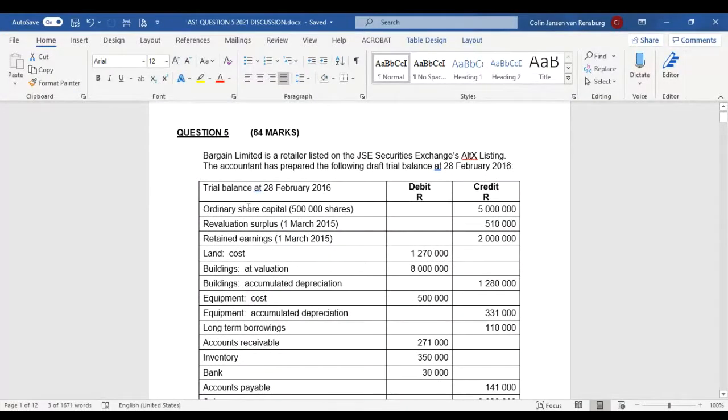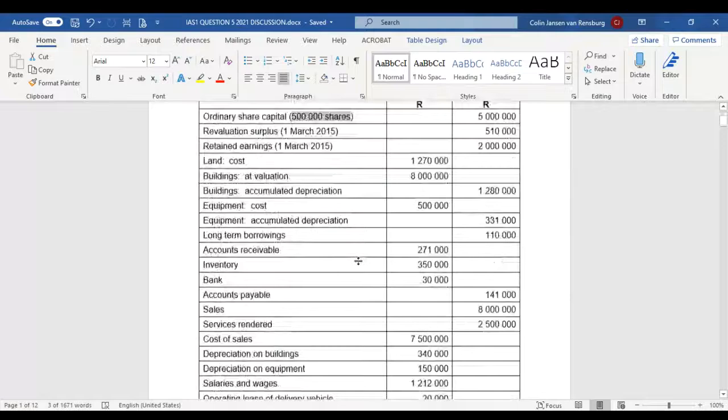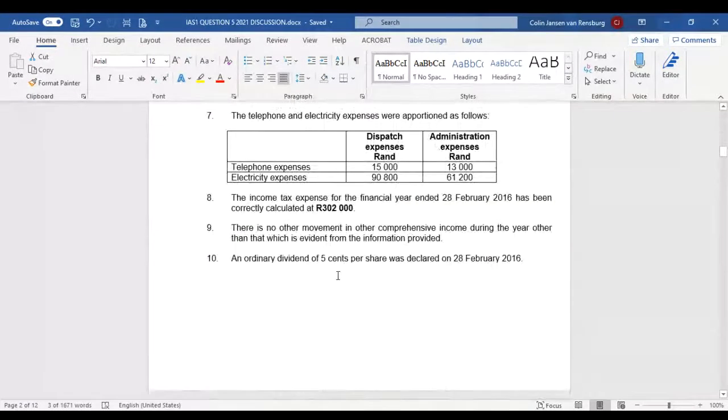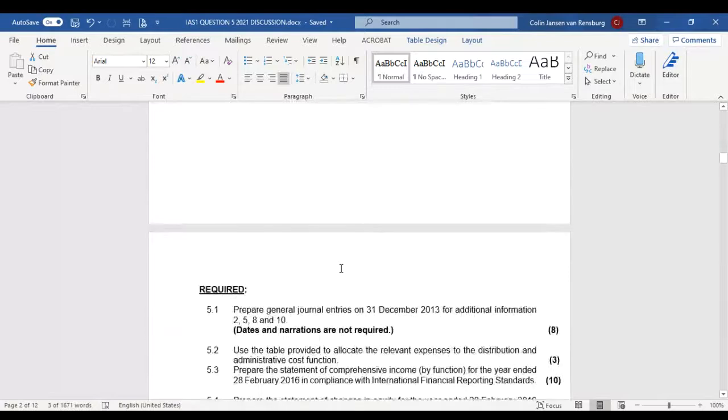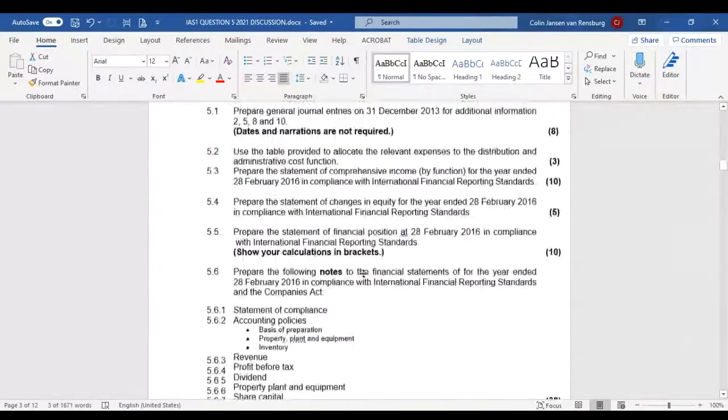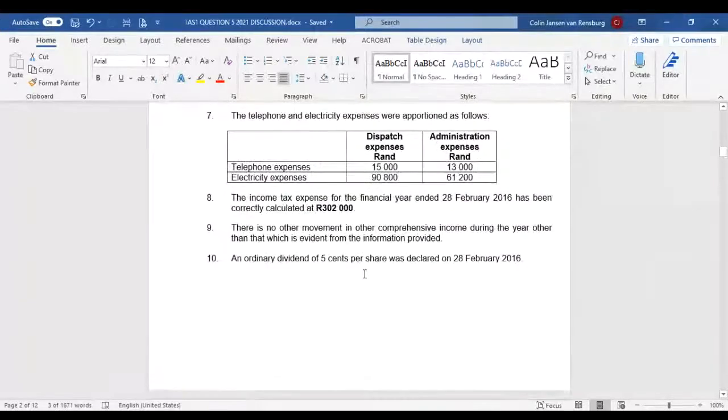There we can see in the trial balance, they say trial balance at the 28th of February 2016, ordinary share capital had a value of 5 million rands, but they say how many shares were in issue, the number of shares, 500,000 shares, right? So 500,000 shares multiplied by, what did we just say, 5 cents per share. What does that give us? You can type for us in the chat box there. Oh, I mustn't go down to the journal entry yet.